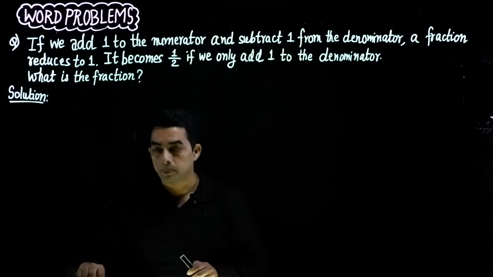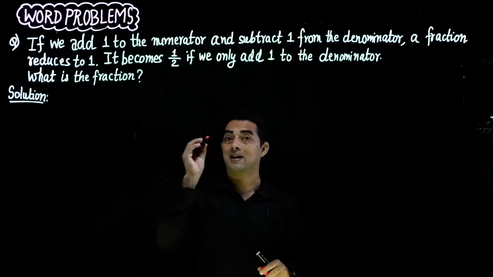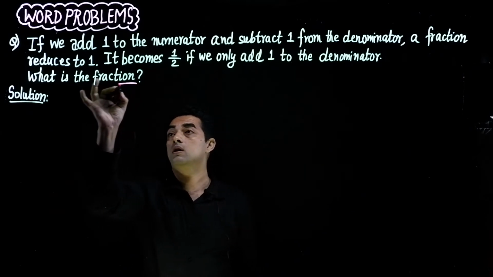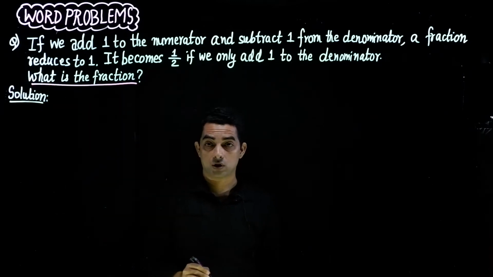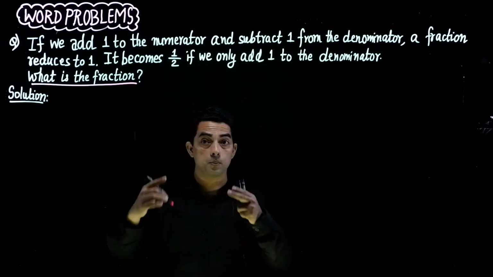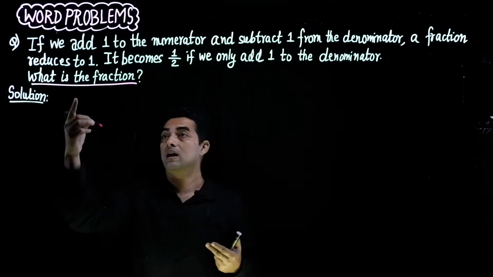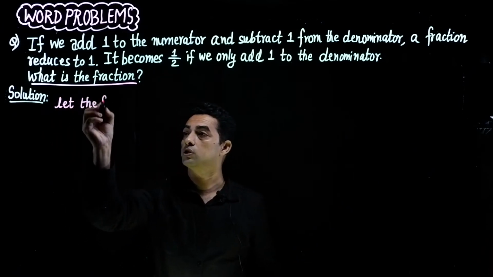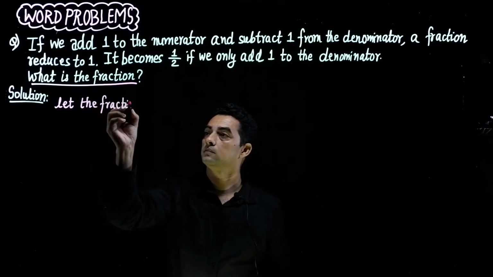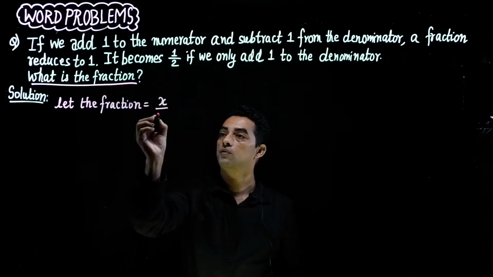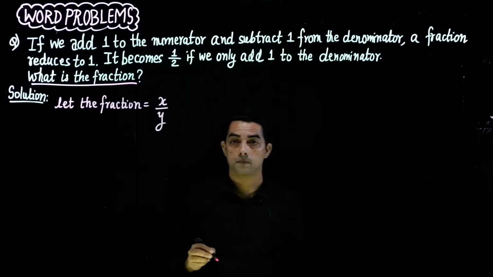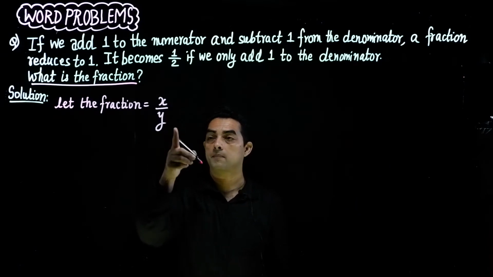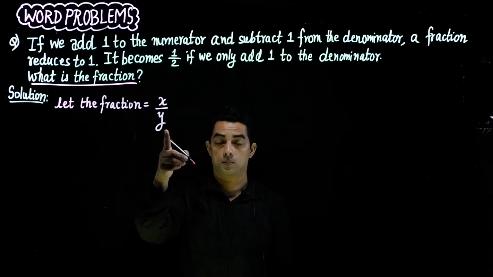Now the first thing all of you should understand is that the last line is very important, because that is what you need to find out. Here the last line is: what is the fraction? So this is where you need to make your beginning. They are asking what the fraction is, so you will write down: let the fraction be x over y. A fraction looks like p over q, right? So x over y, where we have taken x as the numerator and y as the denominator.